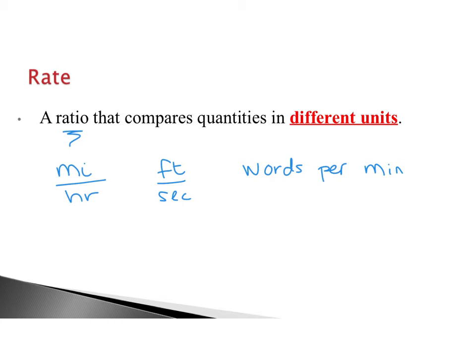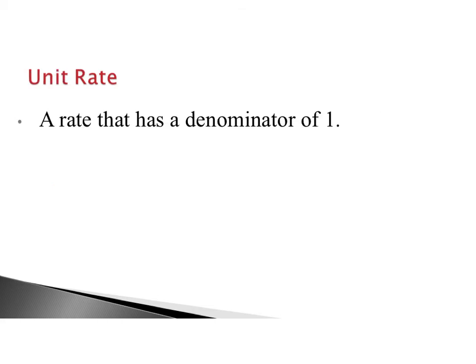With a ratio, they can have the same units as well. Like when we were looking at the previous example, we were talking about 10 out of every 15 people. So that's 10 people out of every 15 people. So my units were the same. When we talk about a rate, we have different units. Now, a unit rate has a denominator of 1.